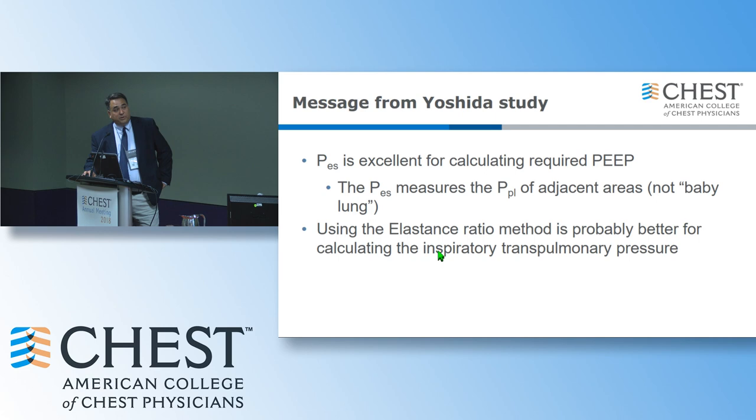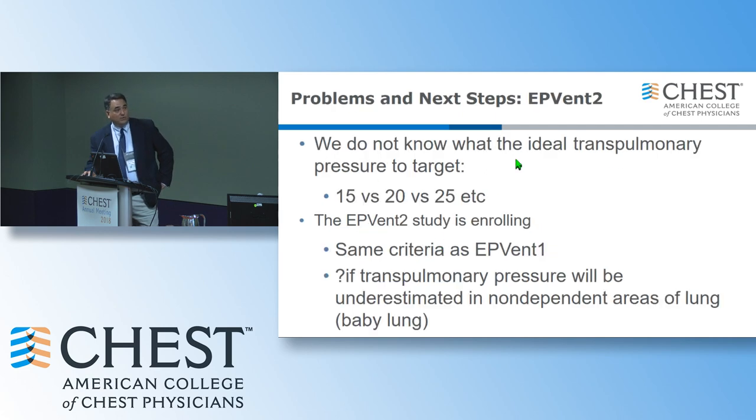So who cares? This is pigs and basically dead people. We're not interested in treating them. But it's important because the trial that I described earlier, using esophageal pressure as a guide for mechanical ventilation, was a single-center trial, but now it's a multi-center trial enrolling patients. And there's a couple of questions that come up. First, we don't really know what the ideal transpulmonary pressure to target is. Is it 15, 20, or 25? No one knows. They use 25.